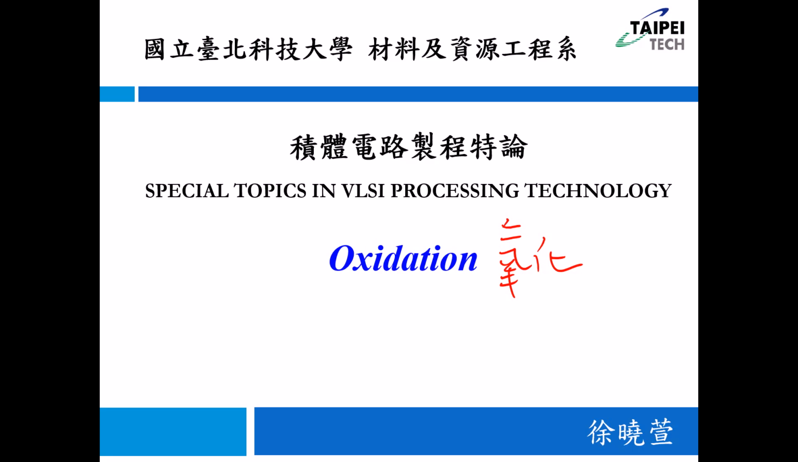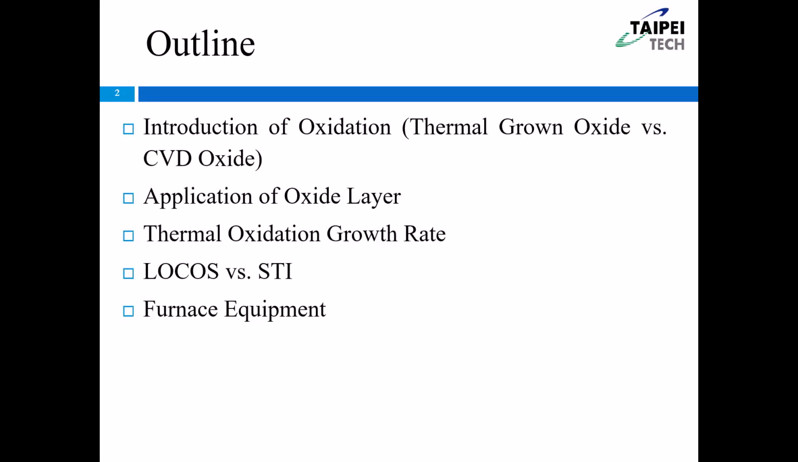Oxidation. In the IC fab, when we mention oxidation, we don't say the Chinese. In industry, we only say oxidation. Later I will show you how the different oxides differ. There are two kinds of oxide. The first one is thermally grown oxide, and the second one is CVD oxide.